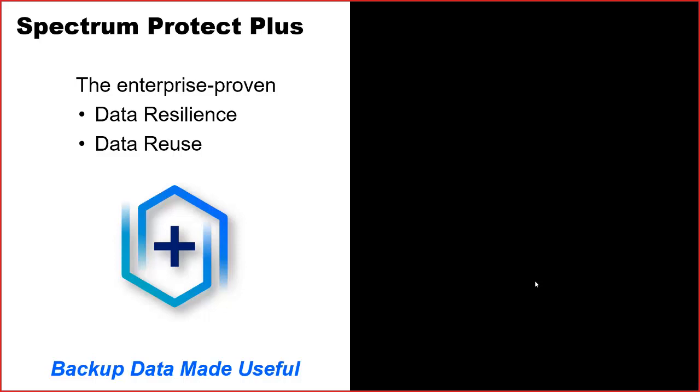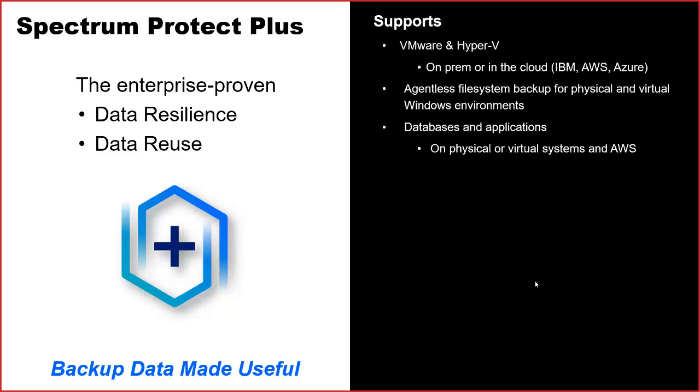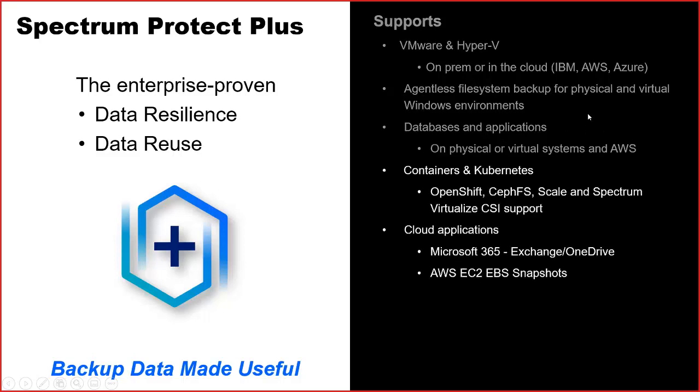This is a resilient solution, and you can reuse IBM Spectrum Protect Plus for multiple purposes. The first one, IBM Spectrum Protect Plus supports backup for virtual environments like VMware, vSphere, and Hyper-V, right? And this solution supports running on-prem, which means on your LAN system, or in the cloud: IBM Cloud, Amazon, Microsoft Azure. And this solution is an agentless file system backup. Agentless means you don't need to install any agent on your application server, right? We support backup for databases and applications. Databases like Oracle, SQL Server, DB2, Exchange, right? Applications, a long list I will talk about later on, right?